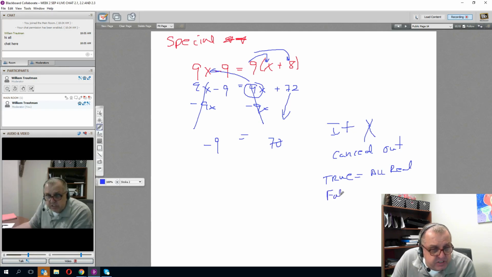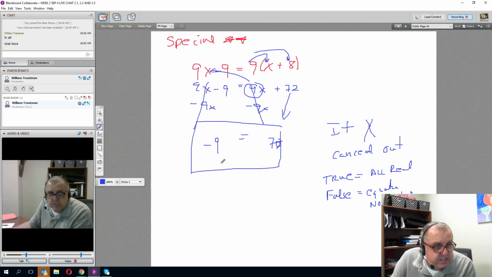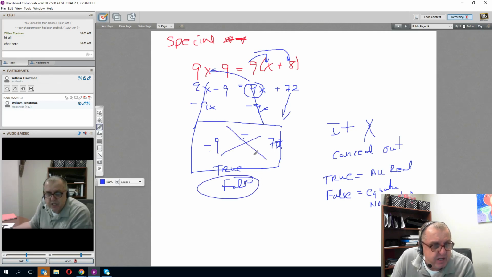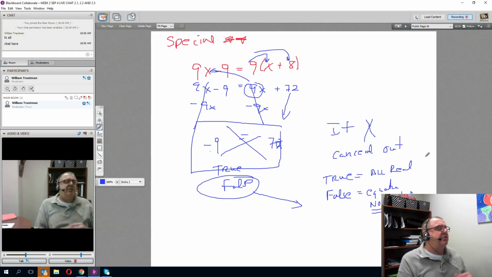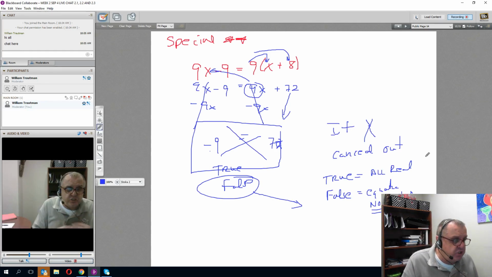If you get a false statement, then the equation has no solution. So the question is this. Negative 9 equals 72. Is this true or false? Negative 9 equals negative 9. It does not equal 72. So this is a false statement. False statement, so I would then click on the button that says no solution. If the x's cancel and you get a false statement, then there is no solution.